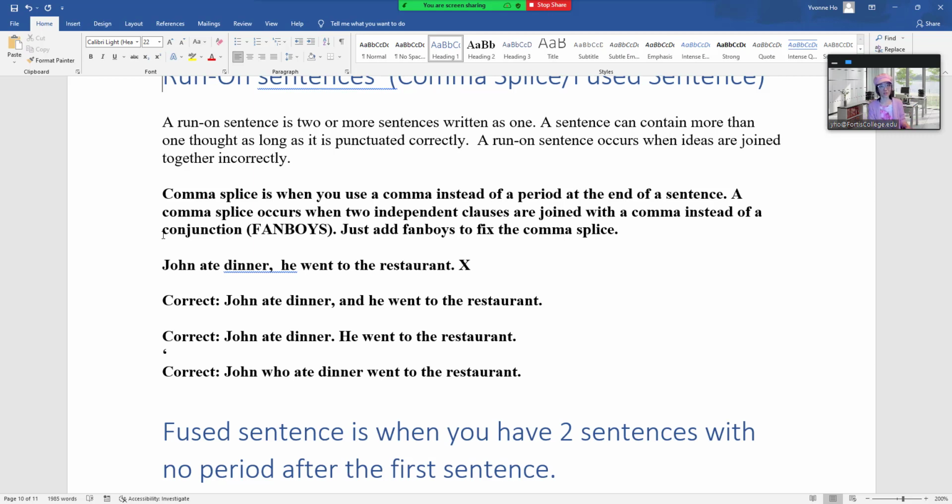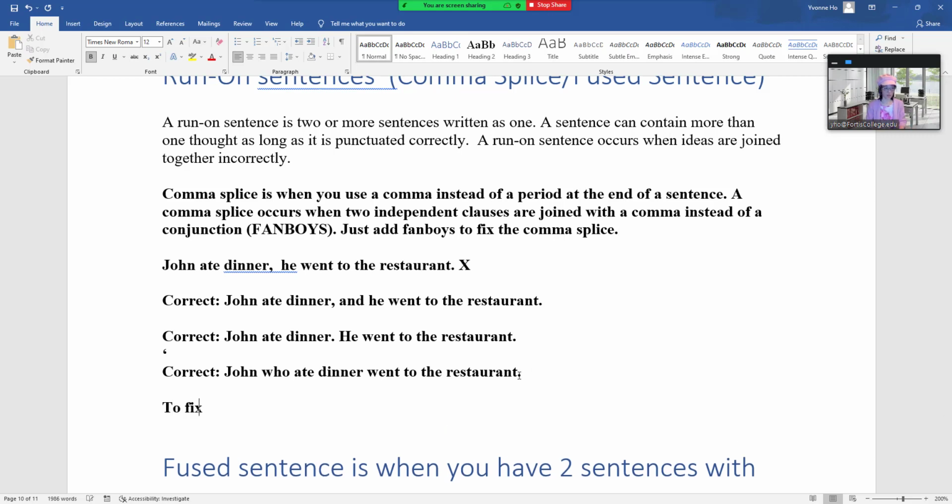Okay, so let's get into it. A comma splice is when you use a comma instead of a period at the end of a sentence. A comma splice occurs when two independent clauses are joined with a comma instead of a conjunction. So just add FANBOYS, or a semicolon, or a coordinating conjunction. So I'm going to add that here.